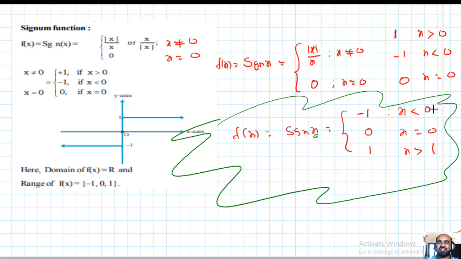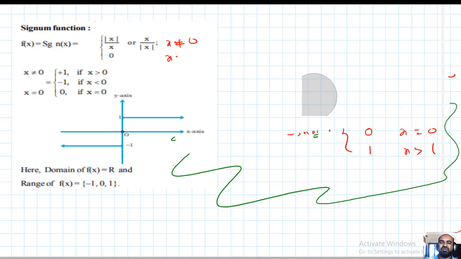Whenever x is less than 0, your output is minus 1. If x equals 0, the output is 0 only. Whenever x is greater than 0, your output is 1. The only outputs are minus 1, 0 and 1. The range is a set having 3 elements: minus 1, 0 and 1. But the domain is all real numbers. Okay.